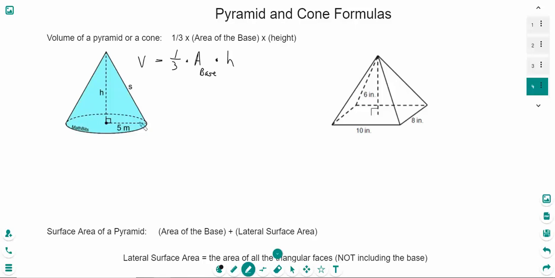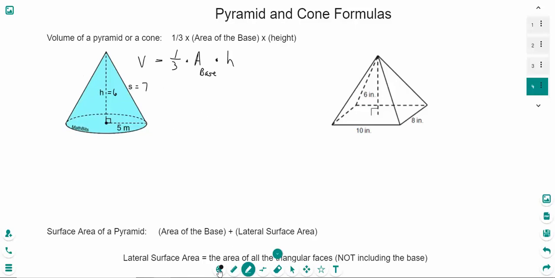So if I have this shape right here, this cone, they're telling us that the radius of the base is 5 meters. And let's say that this S, which is the slant height, let's give that a number just for the sake of filling this out. Let's say the slant height is 7, and let's say the height is 6. So how would I find the volume of this cone?